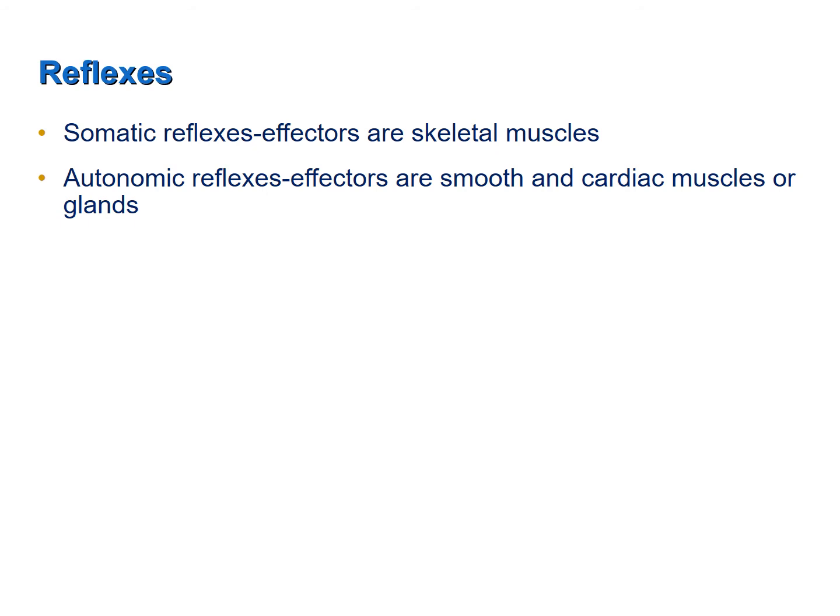Individuals who put contact lenses into their eyes have learned to stop blinking their eyes when the contact lens touches the surface of the eye, so they've learned to suppress the corneal reflex. Autonomic reflexes, on the other hand, cannot be voluntarily controlled because the effectors are smooth muscles, cardiac muscles, and glands that are not under voluntary control.